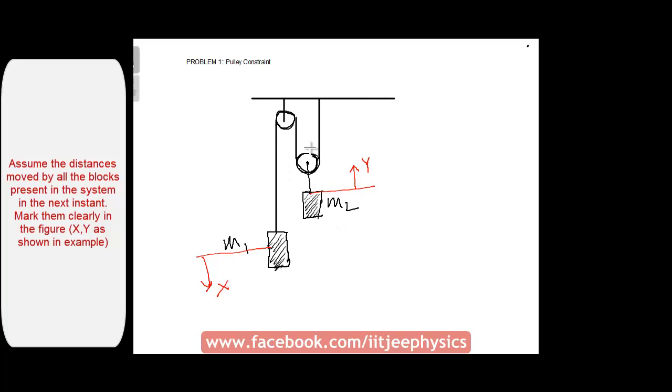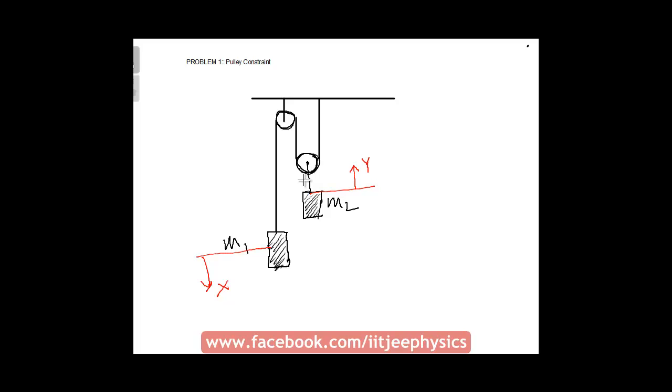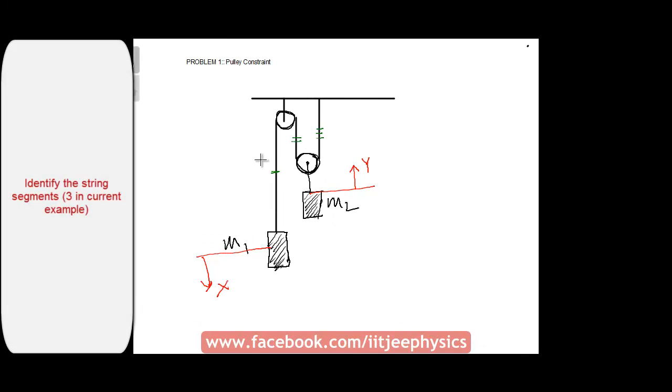The basic funda about this concept is that the string length remains constant. Whatever be the situation, the string length will remain the same. Here in this problem we can see there are three sections of string. This is section 1, this is section 2, and this is section number 3. Suppose section 1 has length l1, section 2 has length l2, section 3 has length l3, then l1 plus l2 plus l3 will always remain constant. So this is the basic funda behind the concept.